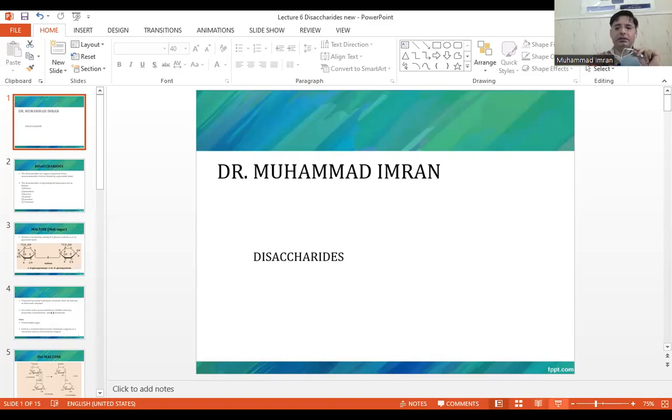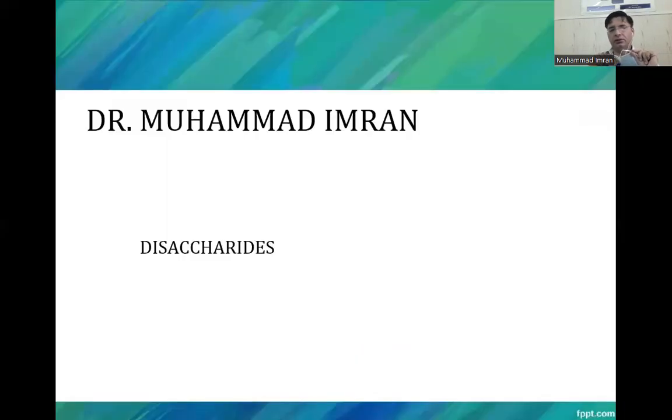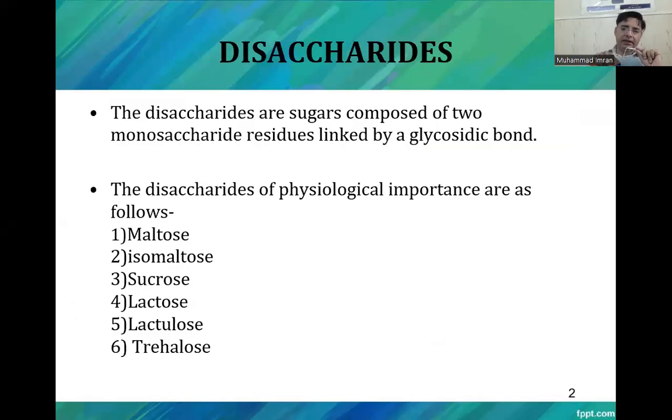Why? Because they are very necessary for newborn babies, especially lactose, which is a milk sugar and present in milk at around 5%. Disaccharides are sugars composed of two monosaccharide residues linked by a glycosidic bond. The bond between two monomers of simple sugar is a glycosidic bond, between two amino acids a peptide bond, and between lipids an ester bond. The disaccharides of physiological importance are as follows.